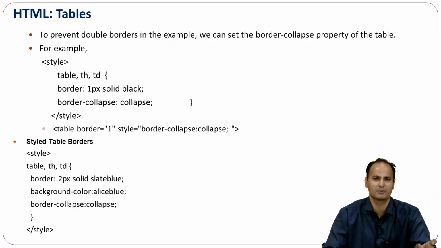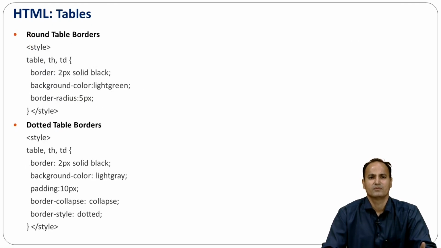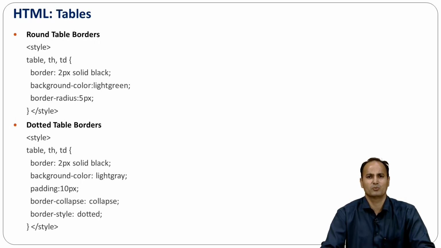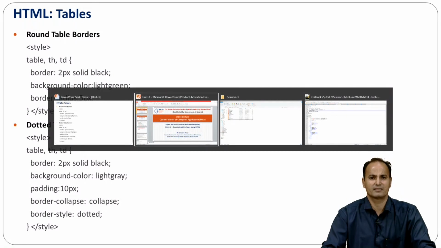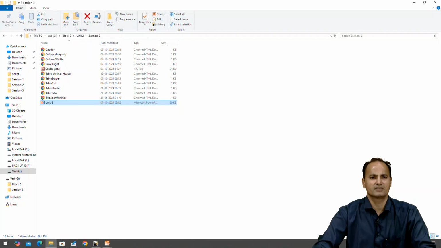Table border collapse is equal to, or we can say, colon collapse. So it will simply allow the table to be displayed with a single border instead of a double border. We can style the table borders using various colors, borders, and background colors as well. We can also create a round table border, or a dotted table border. So before we proceed further to perform such formatting on table borders, let's have a look practically at how we create a border table and other table functionalities.